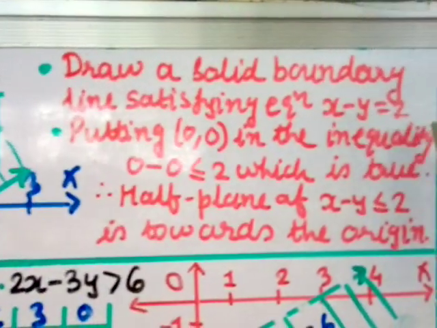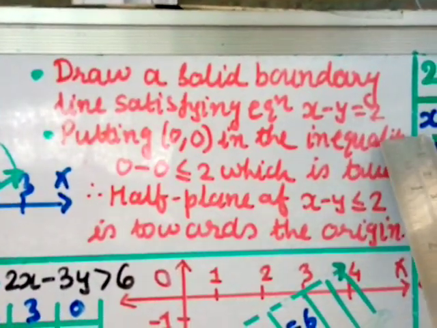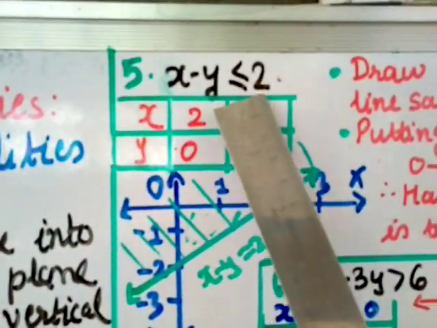Draw a solid boundary line satisfying the equation x minus y equal to 2. Putting 0, 0 in the inequality, put 0 minus 0 less than or equal to 2, right?